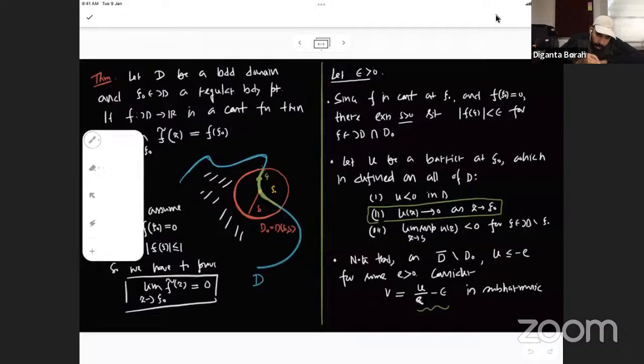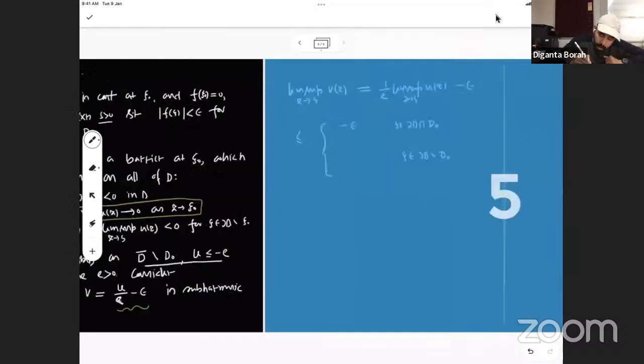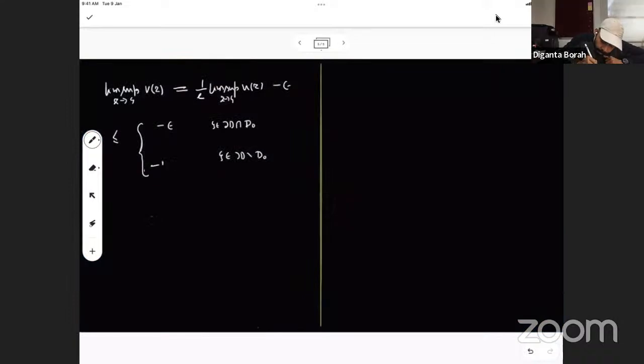Well, here in this part u is less than or equal to minus rho, right? Here we have found rho such that u is less than or equal to minus rho. So u over rho is less than minus 1. So lim sup is less than minus 1, and then this minus epsilon is also there. So here you have something more: minus 1 minus epsilon on this part of the boundary.